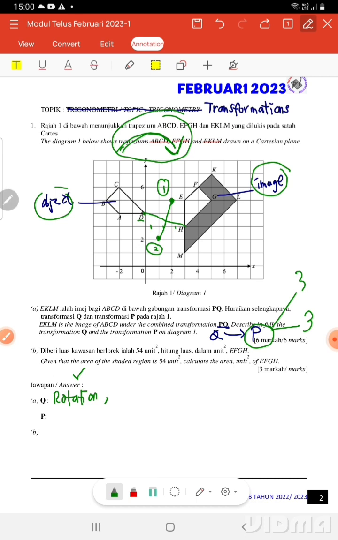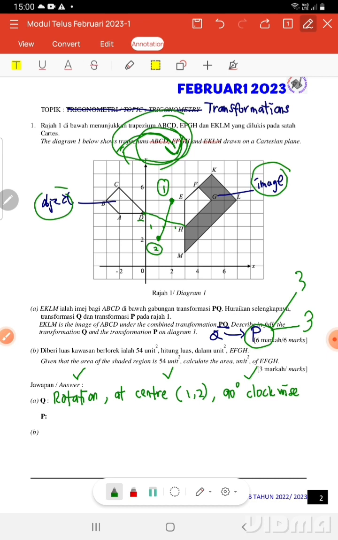So you can write your center at center 1, 2. Okay, so you will get 1 mark here. And then one more information, you must state the direction. So direction here, we know 90 degree clockwise. So here you will get another 1 mark.